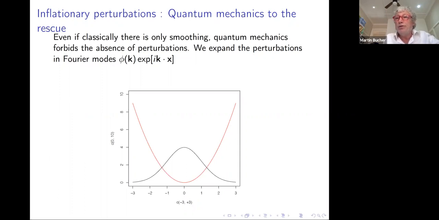So you get a prediction for the initial conditions, which is quite unique in physics, because most physics doesn't tell you what the initial conditions are. It just tells you how things evolve forward in time.